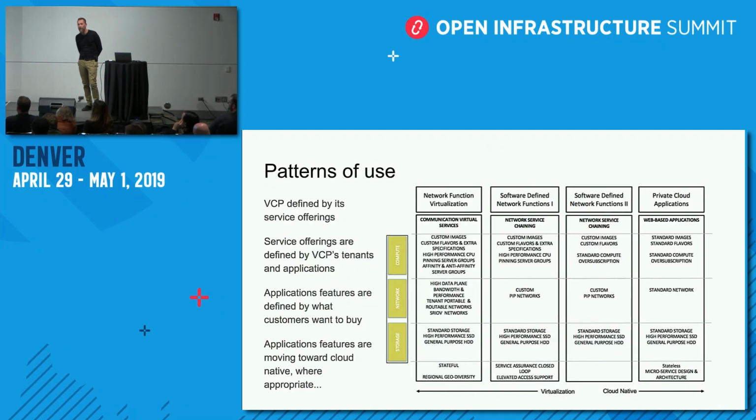So our patterns of use, this is interesting. Again, kind of talking about the maturity model, I think, developing my own maturity model for the platform itself, right? So we define VCP by the services we offer, right? But the services are actually defined by the applications that are coming on board, right?